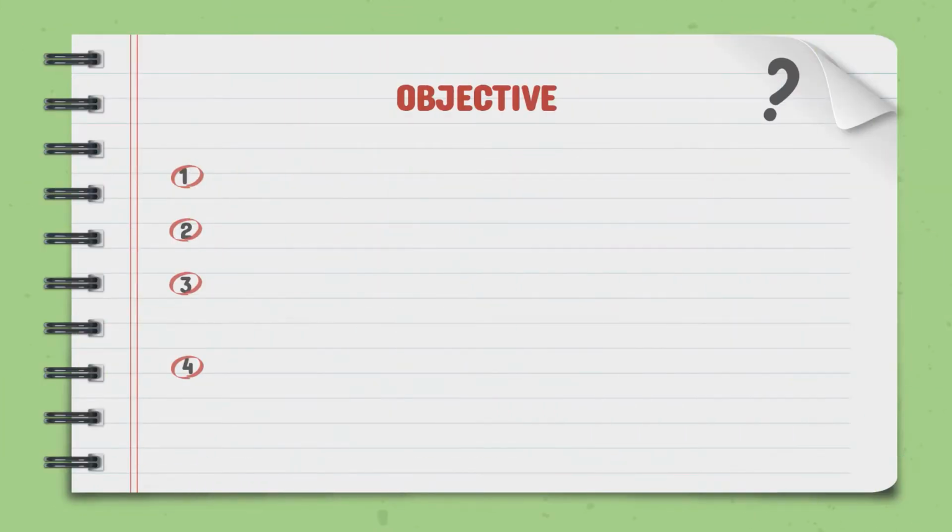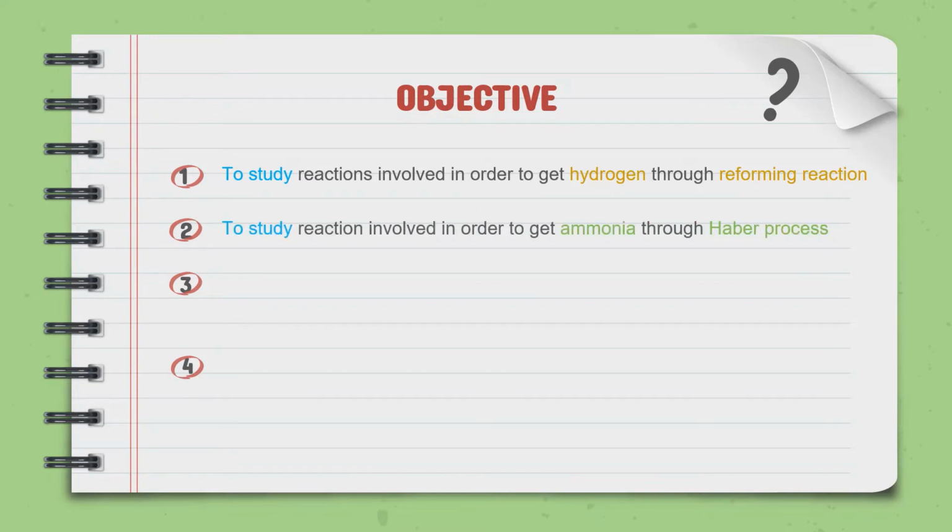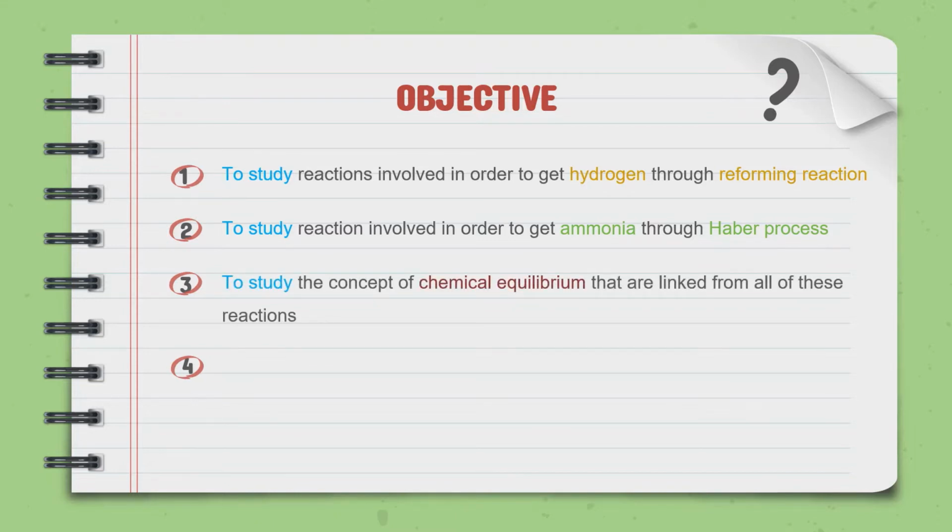The objective that we want to achieve in this video is that, first, we want to study the reactions involved in order to get hydrogen through reforming reaction. Second, we want to study the reaction involved in order to get ammonia through Haber process. Thirdly, we want to study the concept of chemical equilibrium that are linked from all of these reactions. Fourth, and lastly, we want to study the steps on how to get the value of enthalpy of reforming reaction.